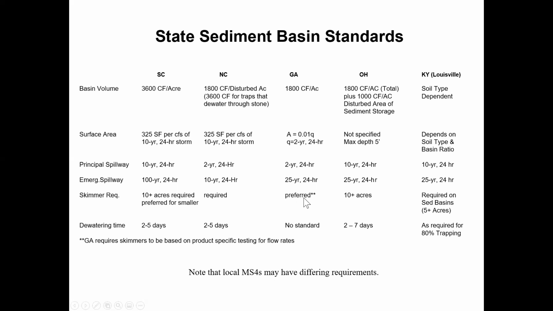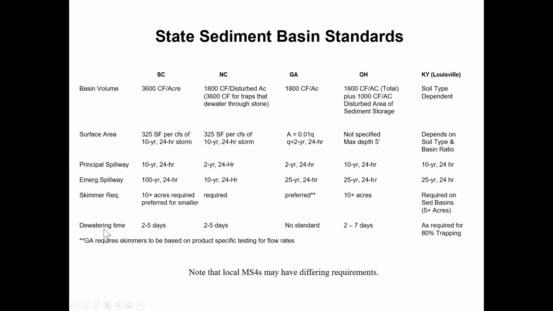Georgia, it's technically not required in their manual. It's preferred. They still do allow retrofits or perforated risers. However, we're seeing more and more MS4s actually require those in Georgia, so it's becoming more common that they have them. Ohio, it's about a 10-acre site is required, and in Louisville, it's typically 5 acres or more.